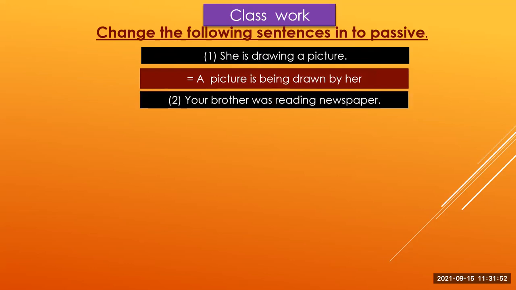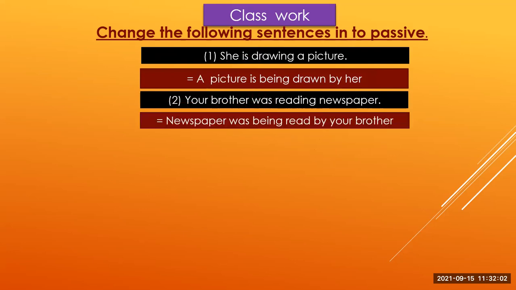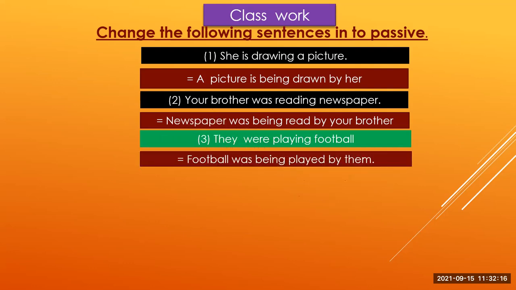Number two, your brother was reading newspaper. This is past continuous tense. So the passive form of this sentence is, newspaper was being read by your brother. Number three, they were playing football. This is also past continuous tense. So the passive form of this sentence is, football was being played by them.